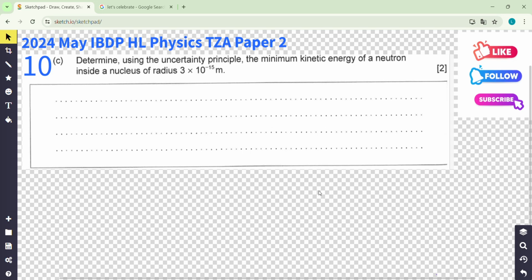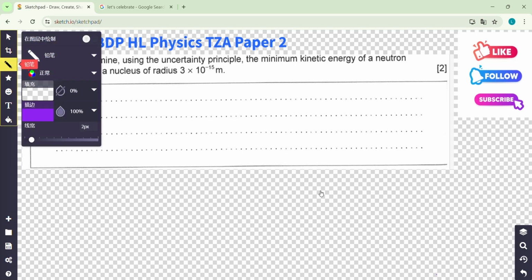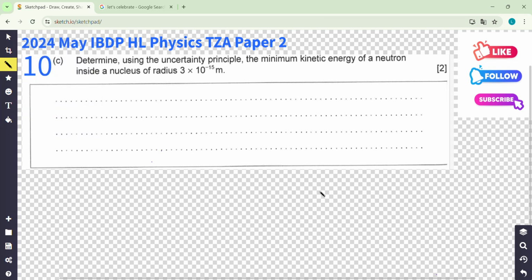So we go to the last part of paper 2, okay? So we talk about the minimum kinetic energy of a neutron estimated by the uncertainty principle. Here are some guidelines. They give you the radius, so this is delta x, right? So we have delta x delta p larger than or equal to h over 4 pi.